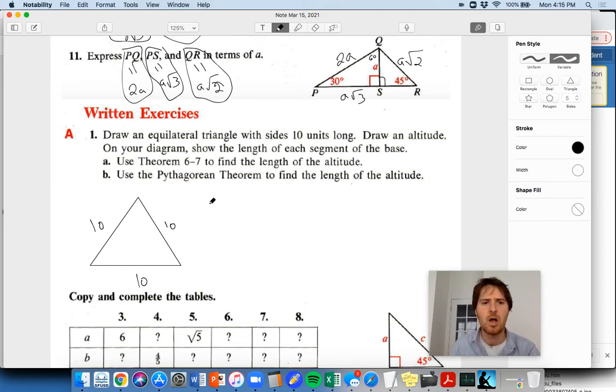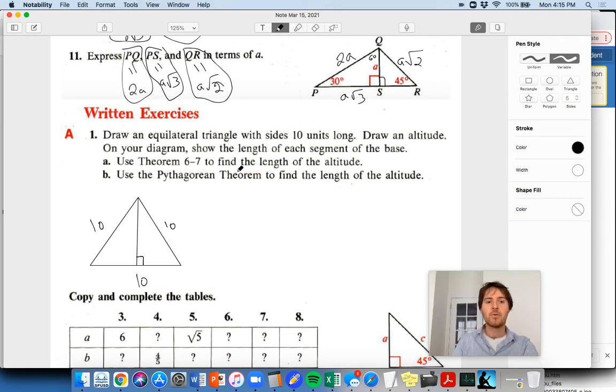Where are we going with this one? Draw an altitude. Okay, I'm drawing the altitude. Boom. So the altitude should create two congruent triangles, right? We would know that these are congruent because their hypotenuses are the same, and this leg is congruent to itself, so this triangle is congruent to that triangle by HL, right? We have congruent hypotenuses, the legs are the same, it's a right triangle, so that's the HL theorem.